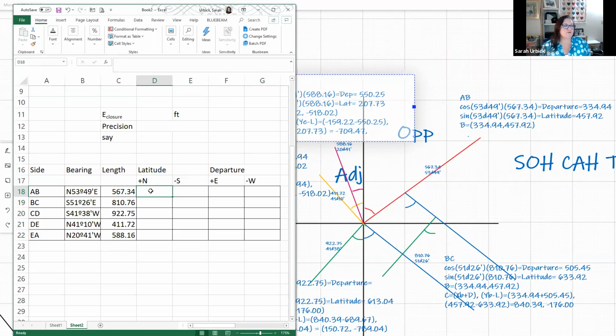All right. So our first one, our latitude, which is actually our departure. Okay, so that's our x coordinate. That's east-west. AB was a northeast bearing. So we have 457.92 towards the east. Our north value is going to be 334.94.